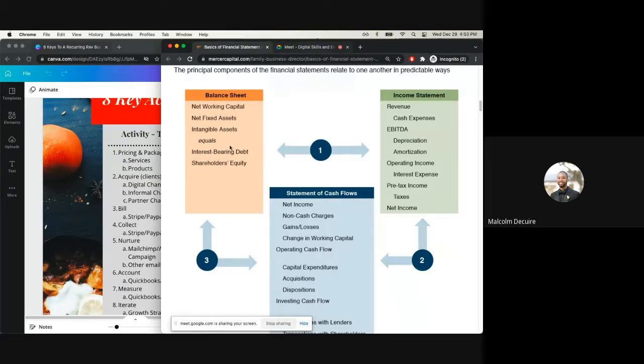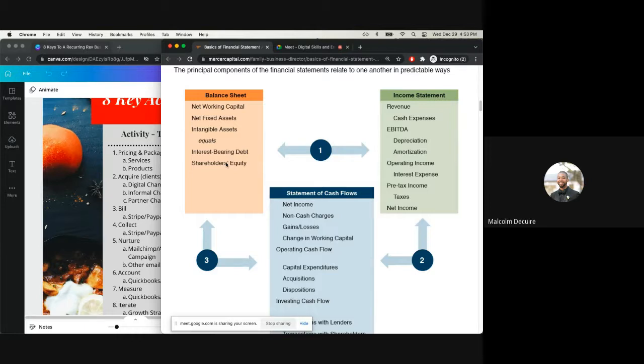All right, so that equation, assets equals liabilities plus owner's equity, is shown here, but not in an explicit manner. What we have in this box are 3 line items that I think are probably the most important to our audience today. And that is net working capital, intangible assets and net fixed assets, which I'll group today, and then the last one is shareholders' equity.